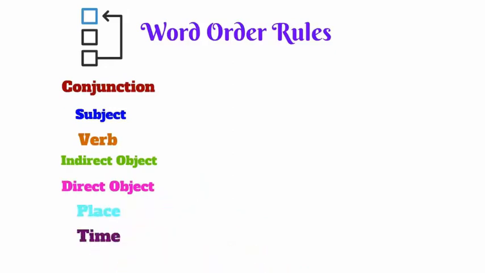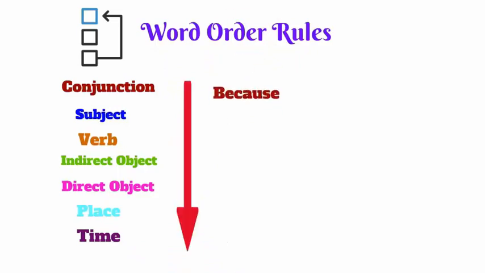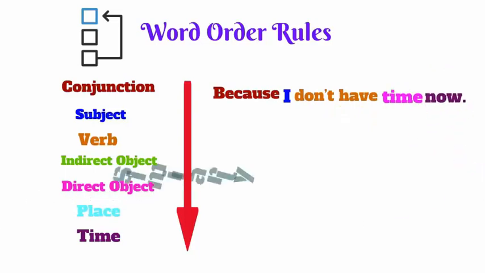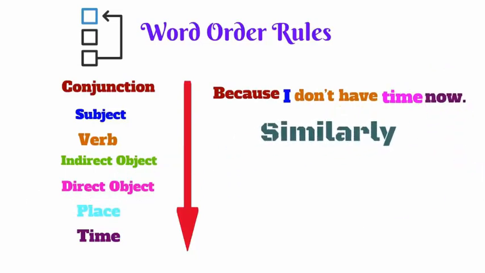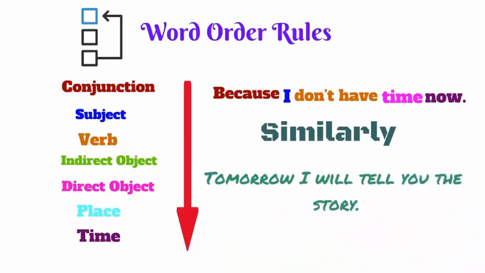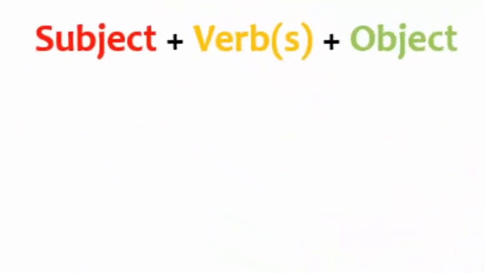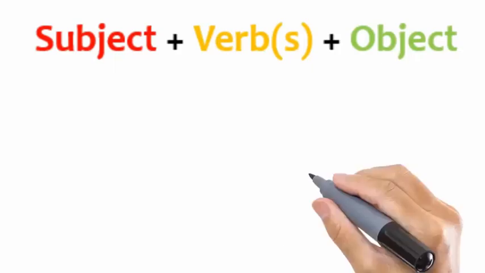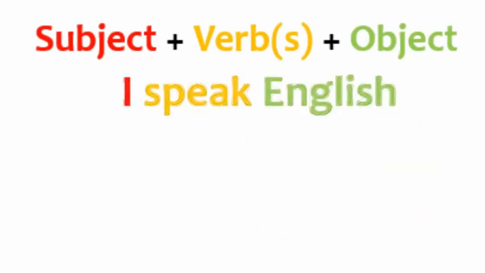For example, it is easy to understand when I say, "Because I don't have time now." Similarly, the following sentence is quite clear. "Tomorrow, I will tell you the story." Let's take a look at some of the basic structures for sentences. The simplest one is subject, verb, and then object. For example, "I speak English."